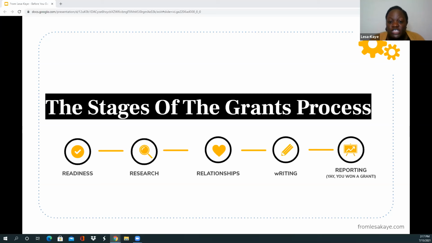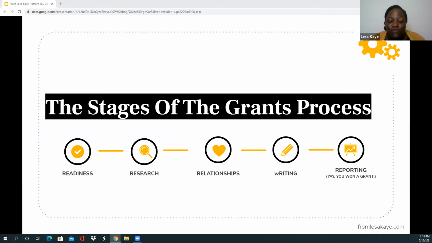Relationships, or relationship building, is engaging potential funders, or funding prospects, as we like to call them in the industry, to determine and qualify whether or not they really are a fit for your organization and the purpose that you are hoping to fulfill. And then writing is pretty self-explanatory. And then the fifth stage is reporting.